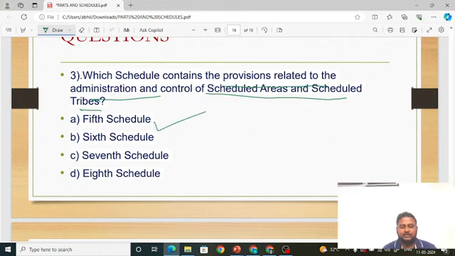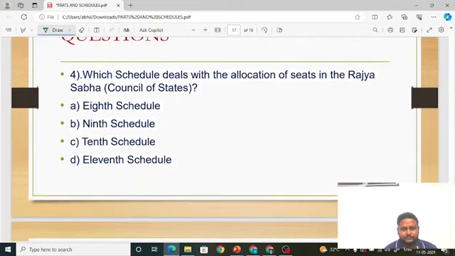6th schedule is other tribal areas. 7th schedule is federal list. 8th schedule is official languages. That is the previous question which we dealt. Okay friends, so when it comes to 5th schedule, it is talking about scheduled areas and scheduled tribes. Coming to the next question.